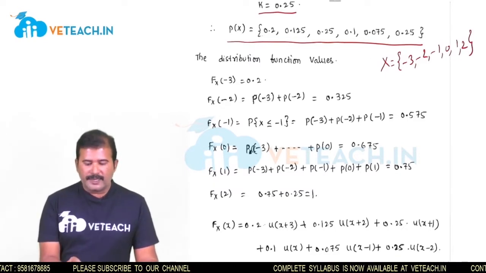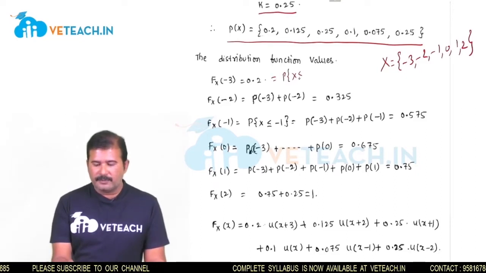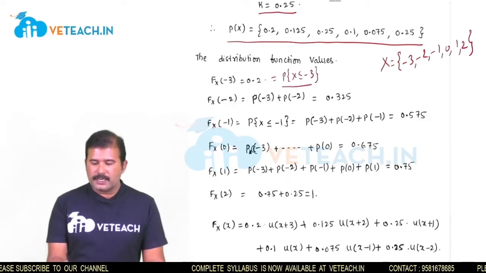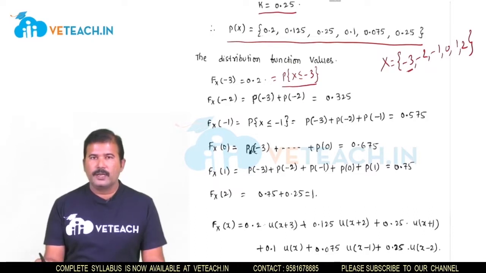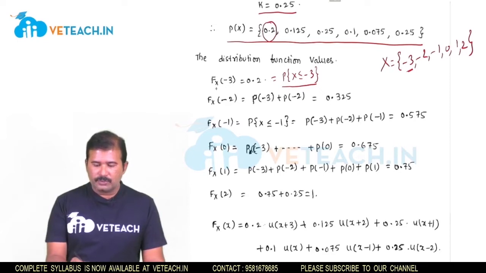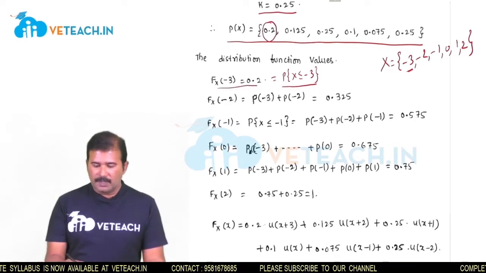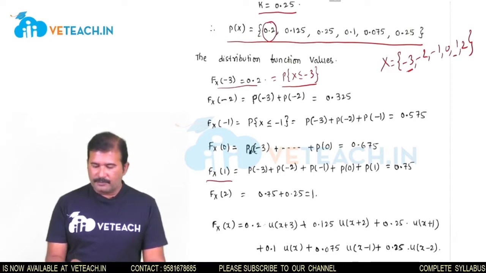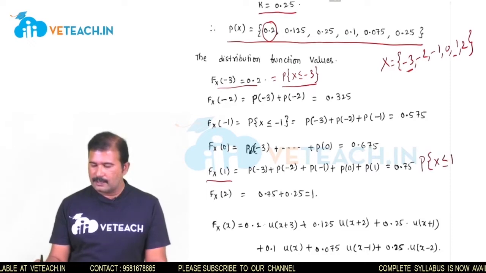So F_X(-3), what is F_X(-3)? F_X(-3) is nothing but the probability of x less than or equal to -3. So how many elements are there satisfying this relation, x less than or equal to -3? Only one element, that is -3, and the corresponding probability is 0.2. So F_X(-3) is 0.2. Similarly, I will take one value randomly, F_X(1). F_X(1) means the probability of x less than or equal to 1.